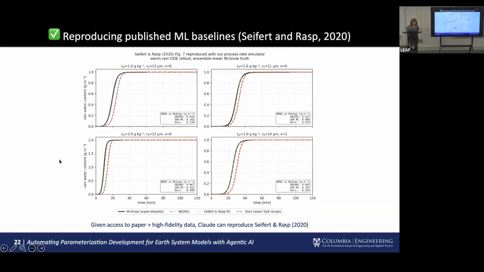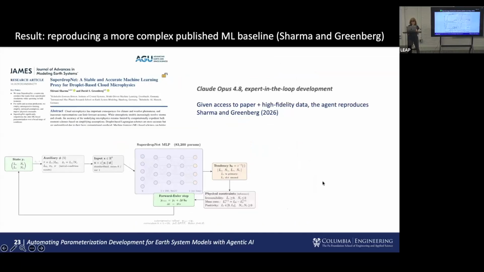And this was when I asked it to reproduce a figure from the paper, which is showing the stable rollout for the parameterization. So the ground truth mixed snow data set is in black. Seifert and Beheng, which is one of the traditional bulk parameterizations, is in blue. Seifert and Rasp from their actual paper is in the lighter dashes, and then the redeveloped one using Claude Code is the stronger dashed red line. So it's able to basically reproduce the same baseline given access to the high fidelity data.